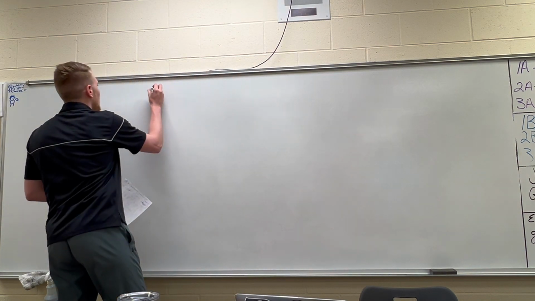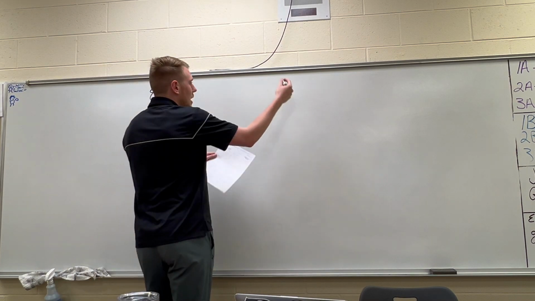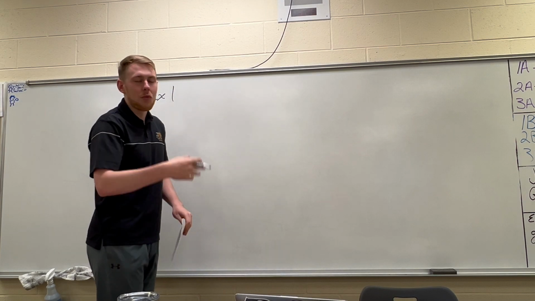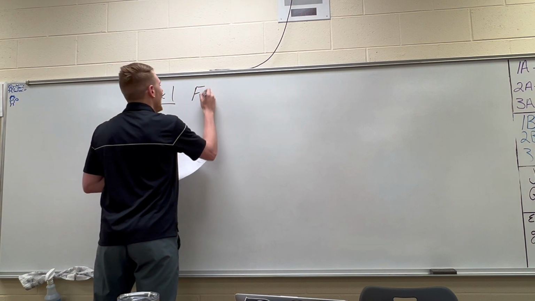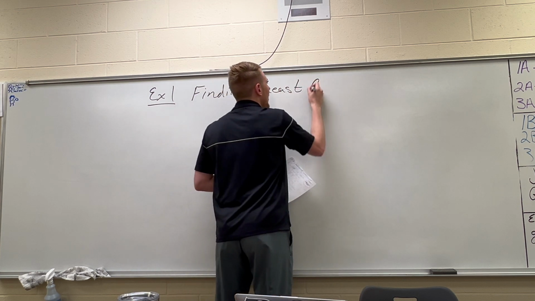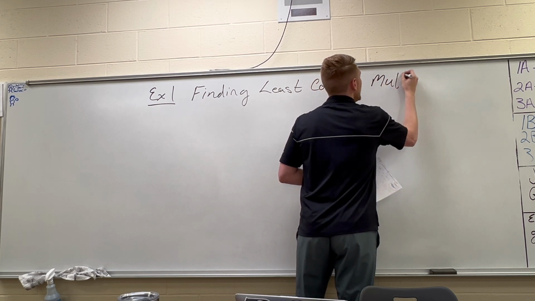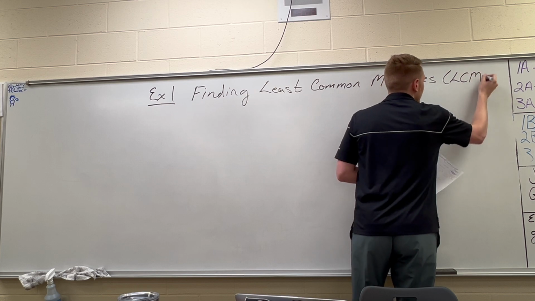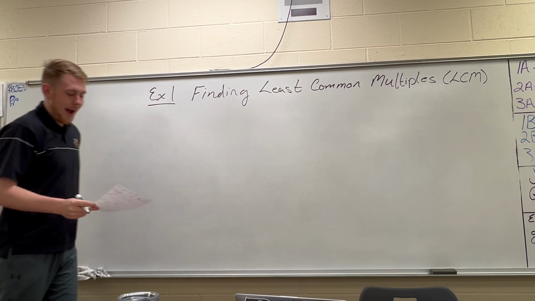So here you go, example number 1. Oh, and if you're curious, for this, you can just put adding and subtracting expressions. If you need a title for your notes, adding and subtracting rational expressions is all you need to put, okay? Example 1, finding least common multiples, otherwise known as LCM. Okay. Least common multiple. All right, so how do we do this?